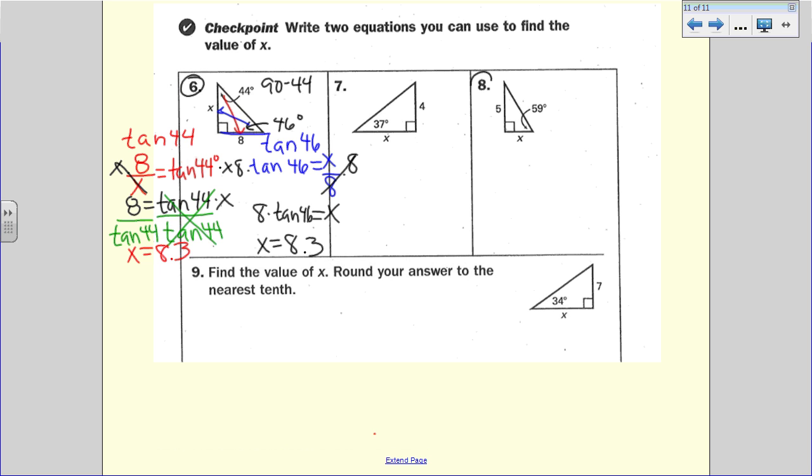I want you guys to do number 8 on your own. We're just doing on your own. And I should see method 1 and then method number 2. All right? And then you're going to find the value of x. You only need to do that one time.